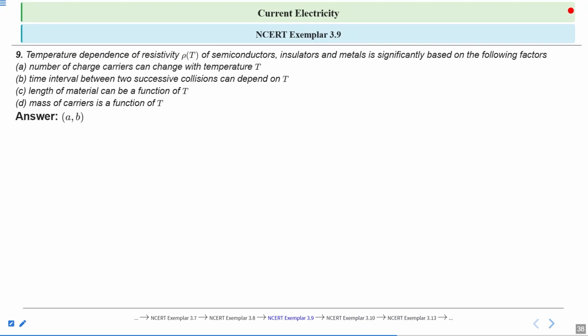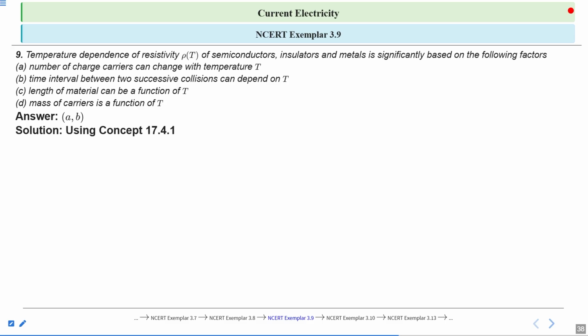So the correct option is A and B. Number of charge carriers can change with temperature T, and time interval between two successive collisions can depend on T. The number of charge carriers that can change with temperature T is for insulators and semiconductors. And second, B option is correct for metals.